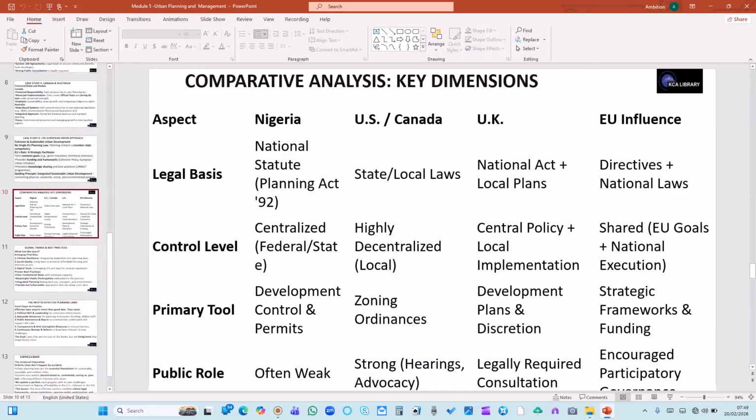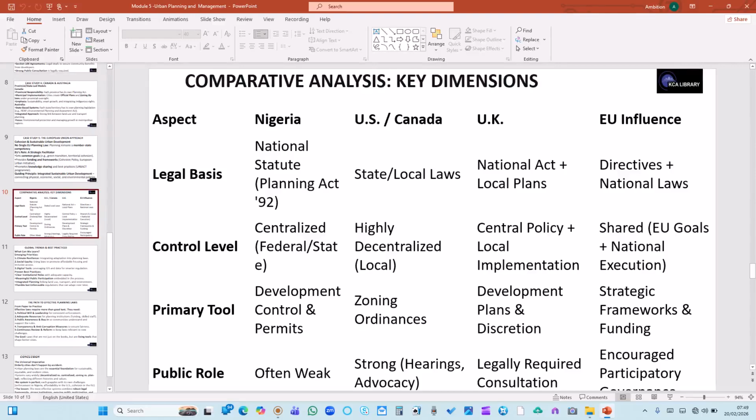Now let us look at a comparative analysis. That's the key dimension of these aforementioned regions. In Nigeria, the legal basis is the Nigerian Institute of Town Planners and the Urban and Regional Planning Act of 1992. In the US and Canada, the legal basis is state and local law. In the UK, the legal basis is national act and local plan. Whereas in the European Union influence, it is based on directive and national laws.